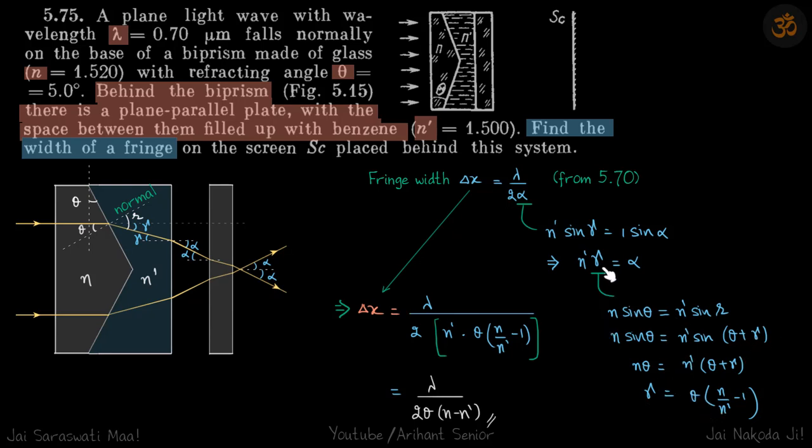So we'll put the value of gamma here. And when we do that, we'll get alpha. So we'll put the value of alpha here and we'll get our eventual answer. Delta x equal to lambda by 2 times this, or this, our final answer. All right.